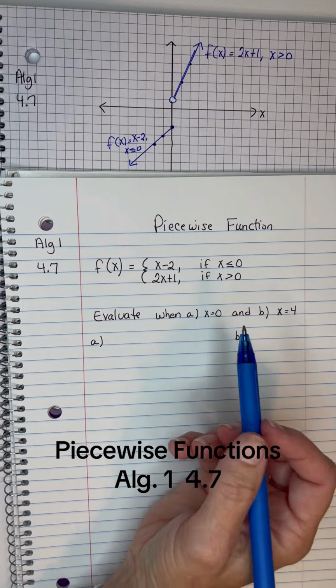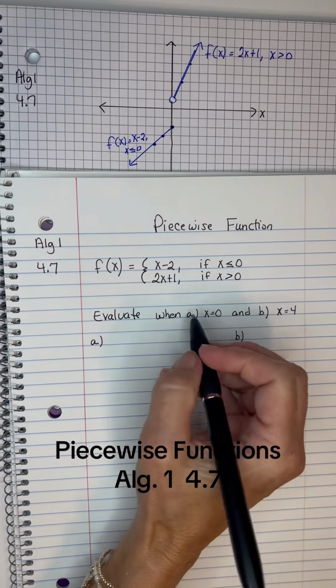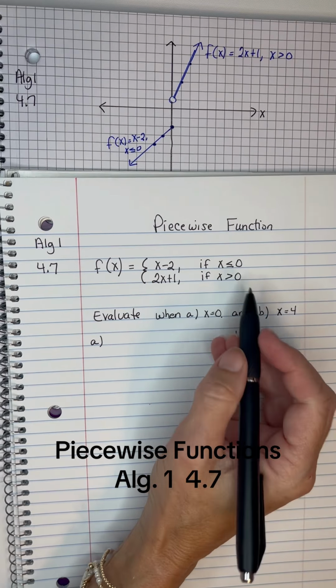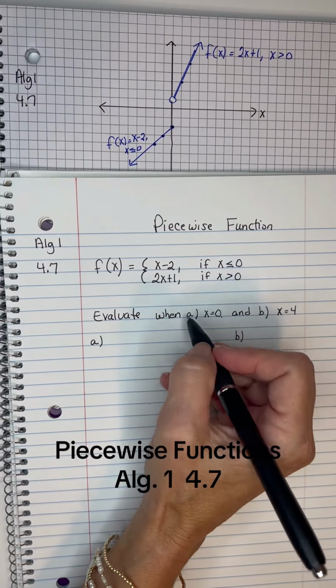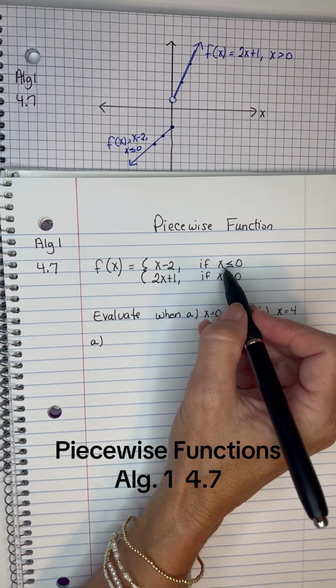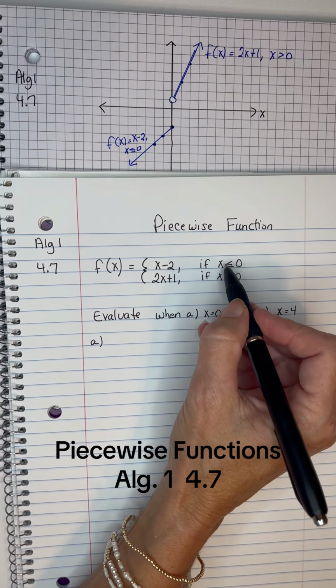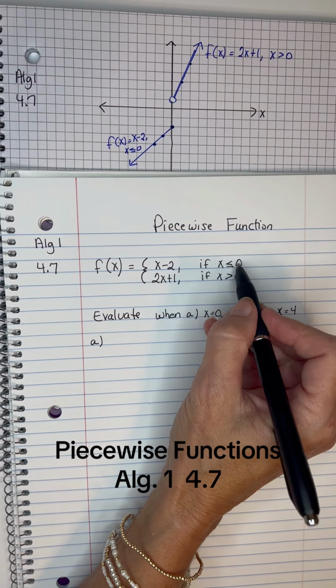So they're asking me to evaluate when x is 0. What you have to do is figure out which one you want to use. If x equals 0, that would have to be this one because this is x is less than or equal to 0, so I've got to use this one.